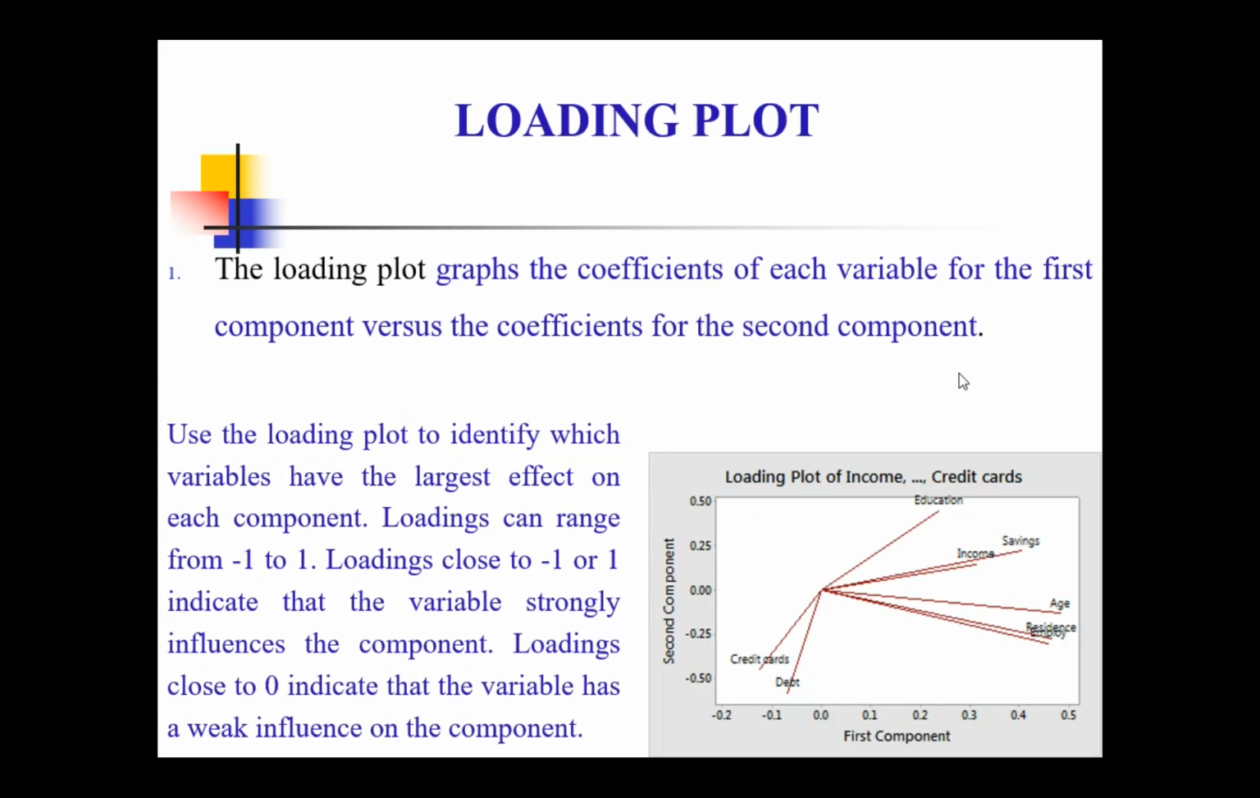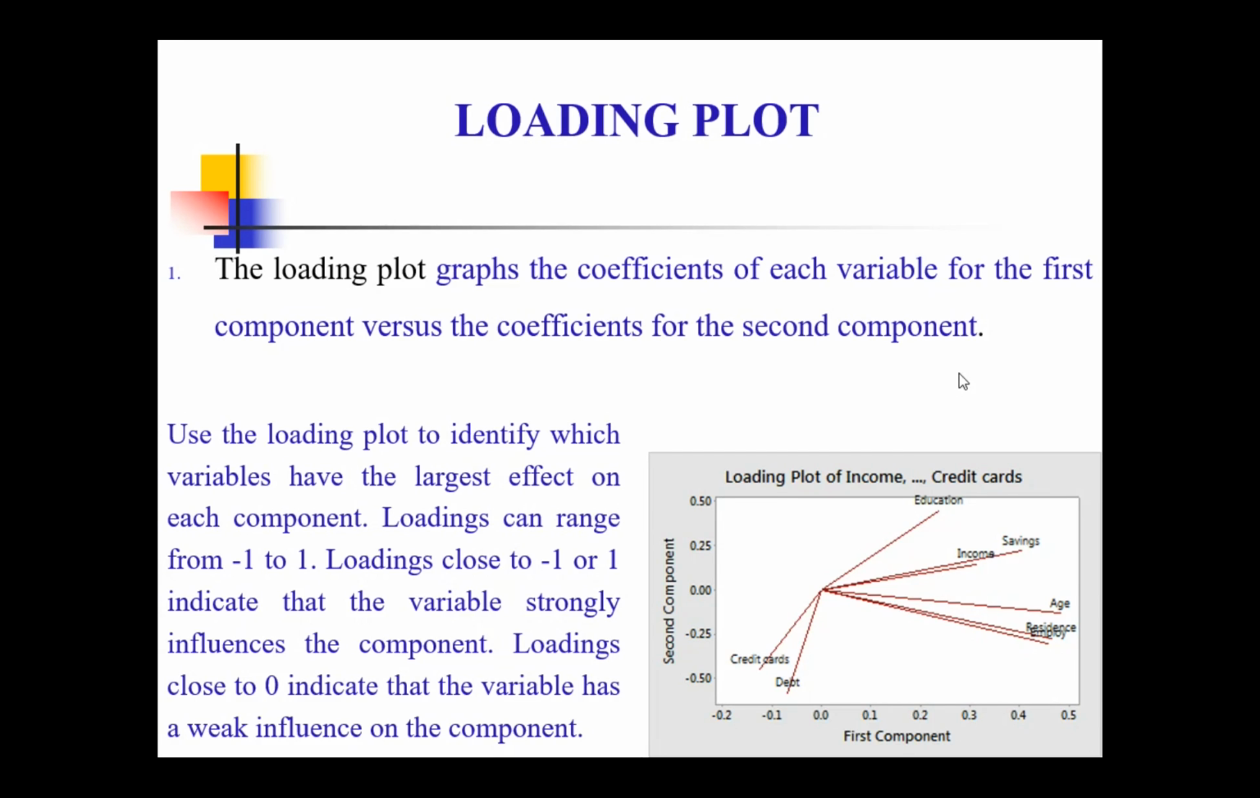Here we can see these loading plots are normally drawn between -1 to +1, and the variables or loadings that are close to -1 or +1, that is the lower range and upper range, that is, variables placed nearer to -1 and +1, largely influence the component. The component is nothing but the first principal component or the second principal component. So that variable we can identify.